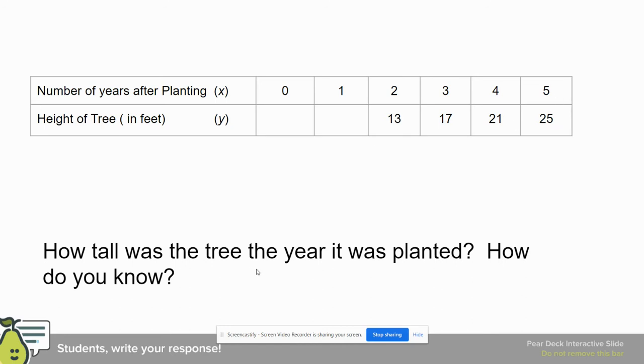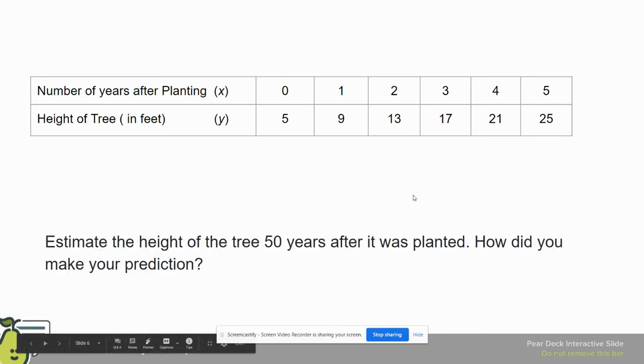And then I asked how tall was the tree when it was planted. Now, using this pattern, some people put 0 because they assume that at year 0 it was 0 feet tall, but that's not the case. If I use this pattern and go back 2 more years, well, to go back 1 year, I went back 4. So to go back another year, I would go 4 more. So how tall was it when they planted it? Well, it was 5 feet tall. So filling in the rest of this table, when they planted it was already 5 feet tall, and then 9 feet, then 13 feet, and 17 feet.